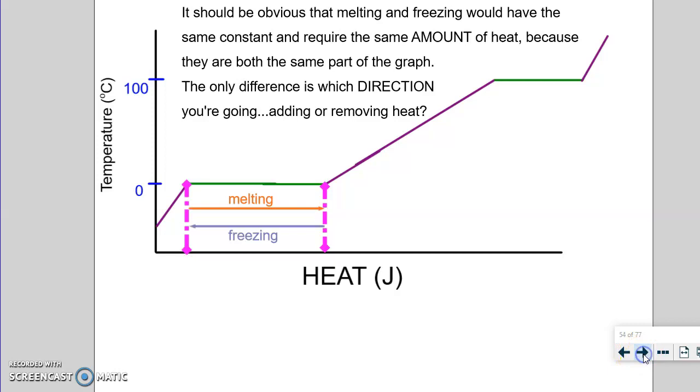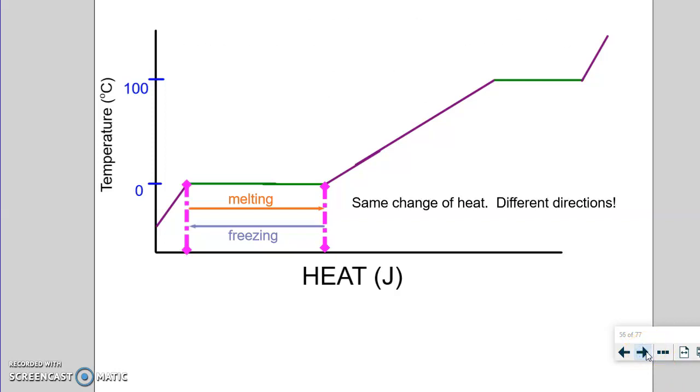Oops, sorry, went the wrong way. Anticlimactic. So melting, you're going this way on the curve. Freezing, you're going this way on the curve, but you're surpassing the same amount of heat. And that logic would also hold for the vaporization. So there you go. I talked too fast.